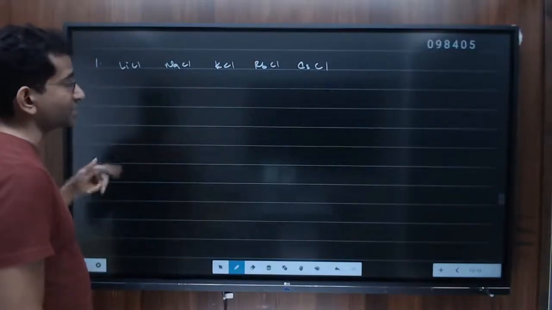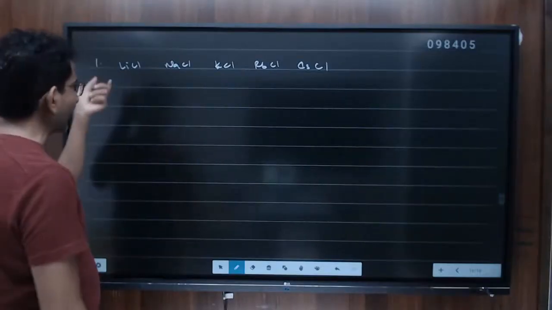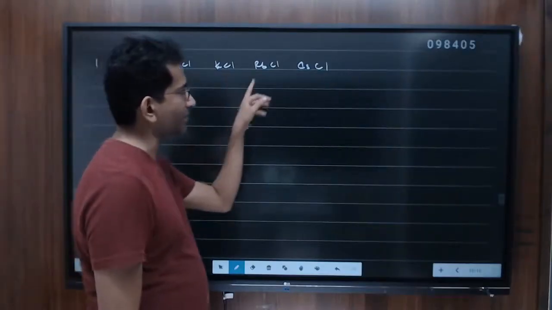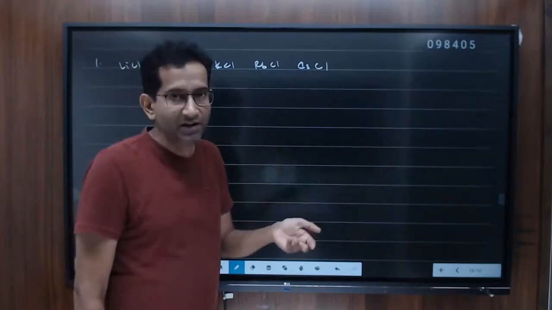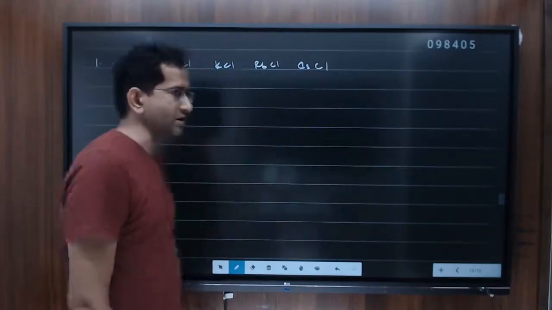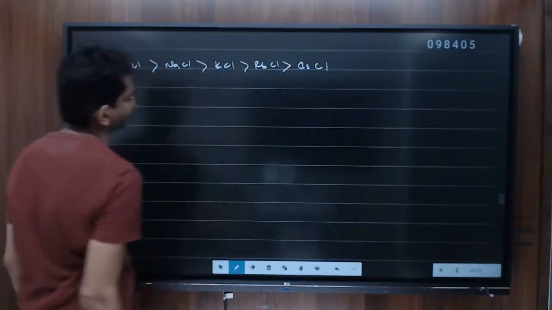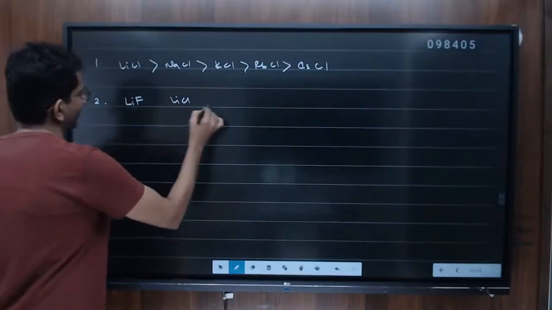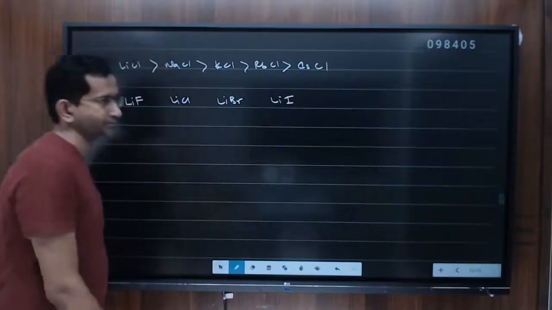If each of these has one unit charge, what will you do? You will take the size. Li plus has the smallest size, and Na plus, K plus, Rb plus, Cs plus are increasing in size. Size increases, lattice energy decreases. So this has the highest lattice energy. The order will be like this. Second, LiF, LiCl, LiBr, LiI. Let me know.